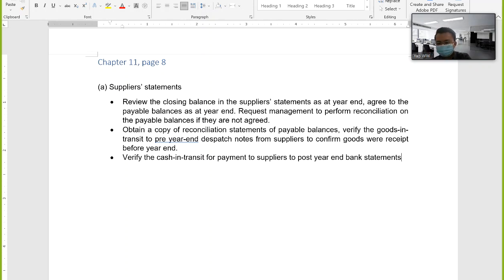Because if pre-year-end your bank account already been deducted for the amount, then supplier should have minus the amount. They should have received it. If from my side has been deducted, then their side must have been received. So I can refer the cash in transit for the payment to supplier, look at after year-end bank statement to ensure my reduction of the payables are correct. So the purpose is to confirm the payment, to confirm the cash in transit.